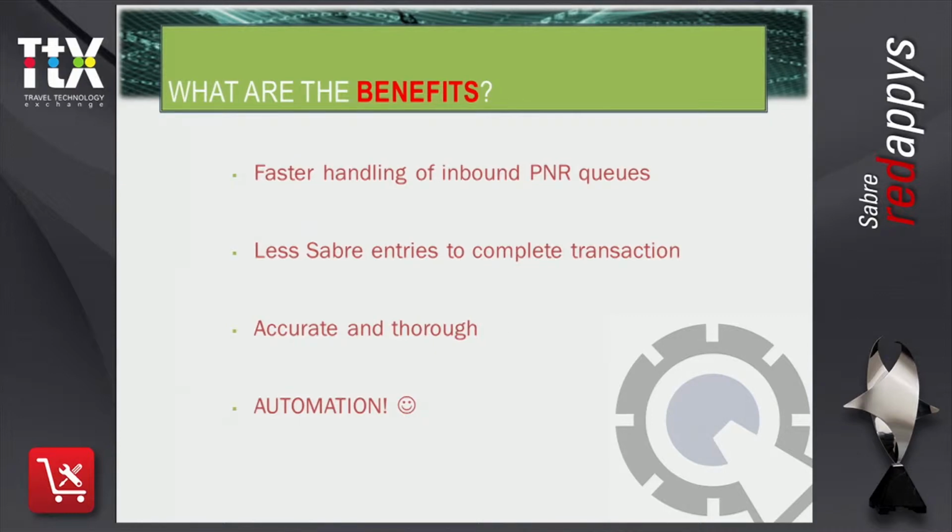So what's the benefits? Well, as it says, we have faster handling of inbound PNR queues. A lot of time can be saved because you don't have to spend all that time searching through the PNR to find out what is the situation. Let's not overlook less Sabre entries to complete the transaction, because Cubotics is able to do it just once, and then it will remember all of those things, and it won't have the repetitive nature that we see today. Accuracy, and you're thorough. So the customer service will definitely improve as a result of using this. What do we call that? Automation, travel automation.